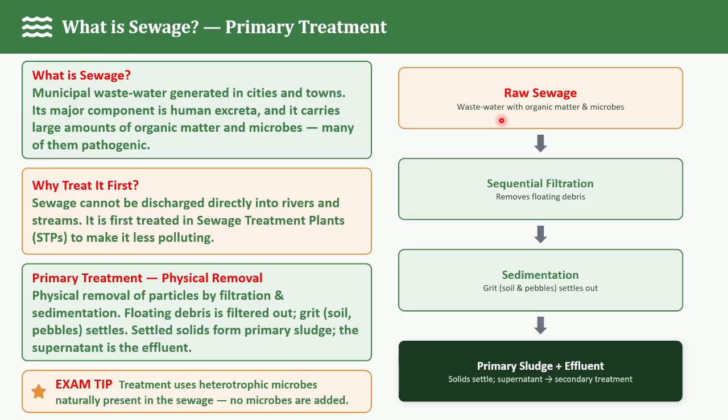And what happens after this? The settled solids are called the primary sludge. And then the liquid above it is called the supernatant or effluent. The effluent is then sent for the secondary treatment. So this primary treatment is always mainly a physical process.